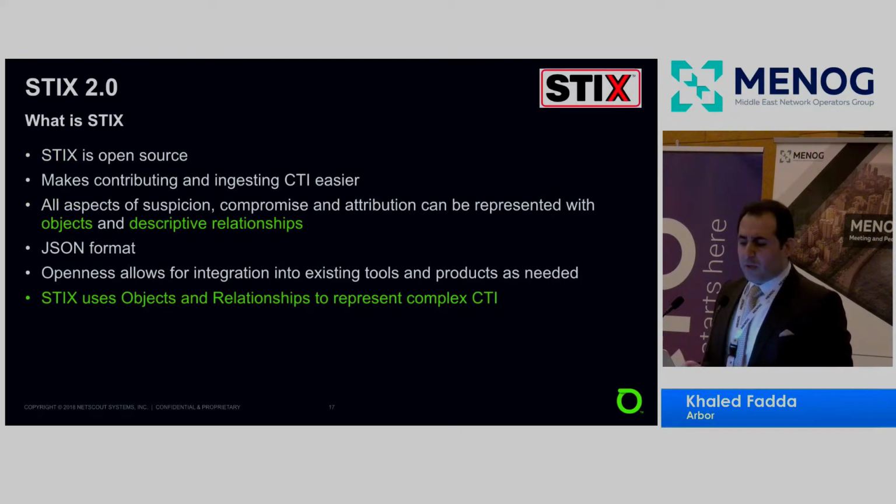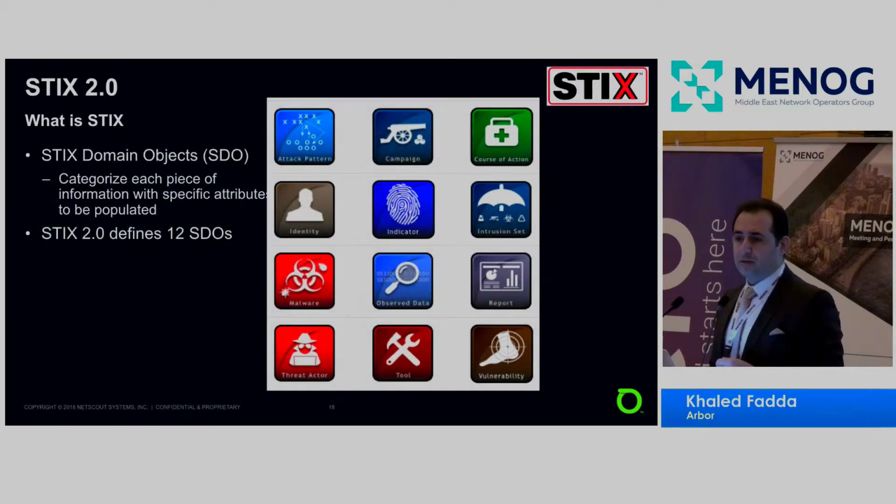To give you a brief, STIX is an open source structure based on JSON format. It has basically two things: domain objects, which we call SDOs, and relationship objects. For the domain objects, we have 12 domains in STIX 2.0, and they talk about specific attributes, specific fields about that threat.